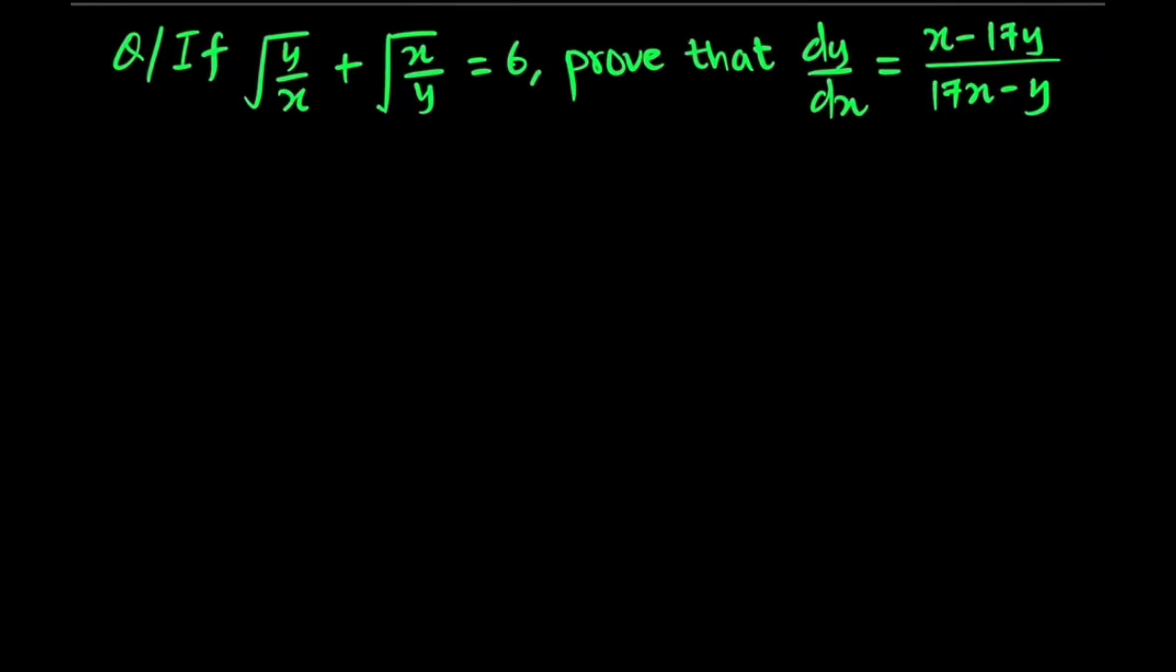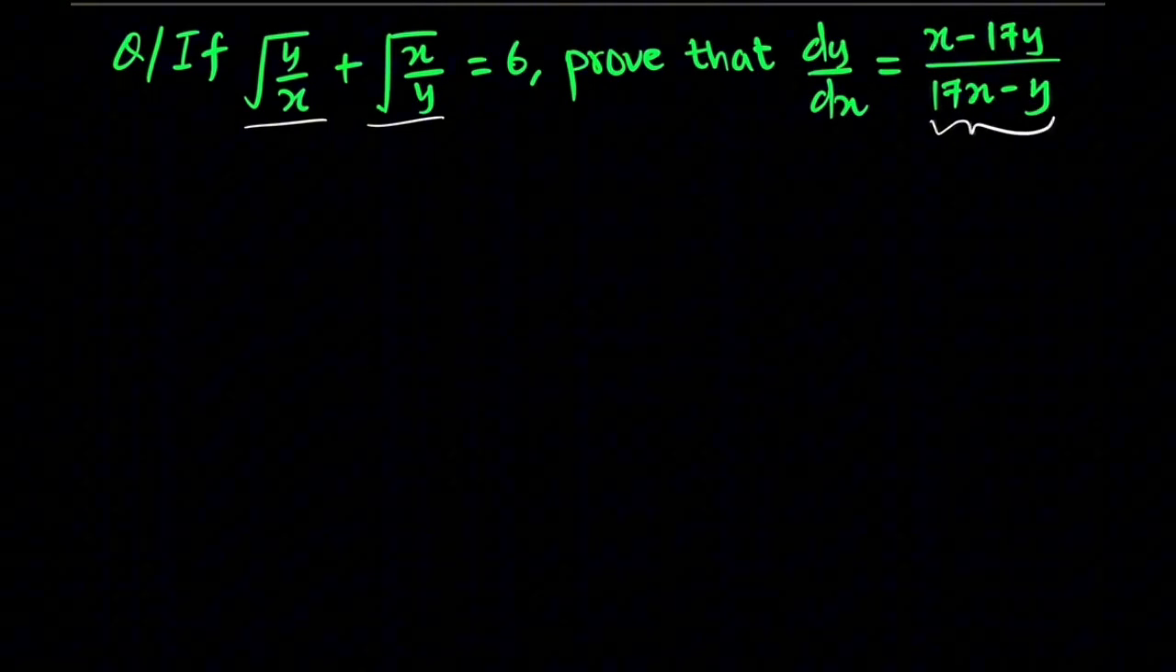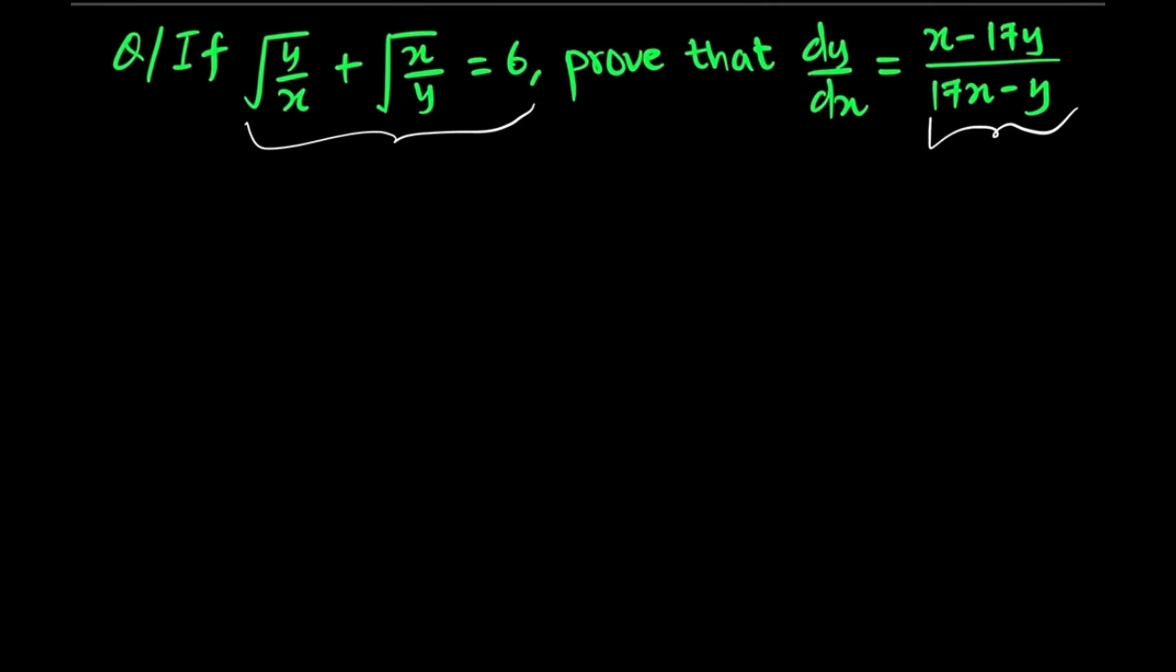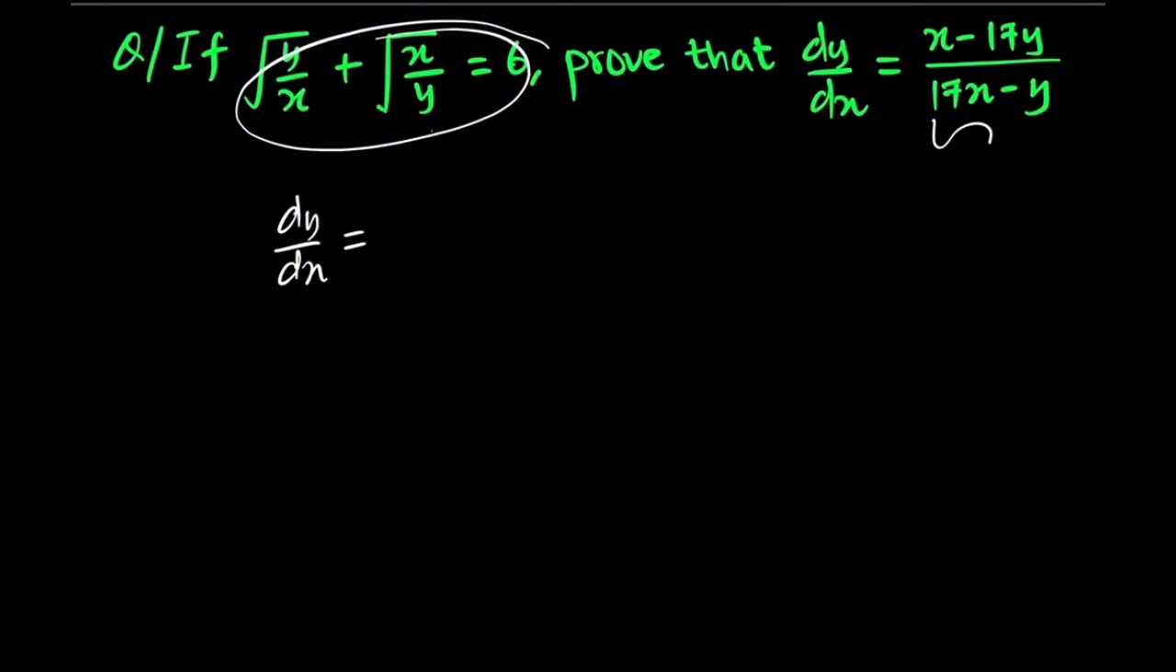Hello guys, let's prove this implicit differentiation, which says if square root of y over x plus square root of x over y is equal to 6, prove that dy over dx is equal to x minus 17y divided by 17x minus y. One of the common mistakes that I've seen among students is that they start directly with dy over dx of this function and they never land up with this answer, which is quite frustrating.